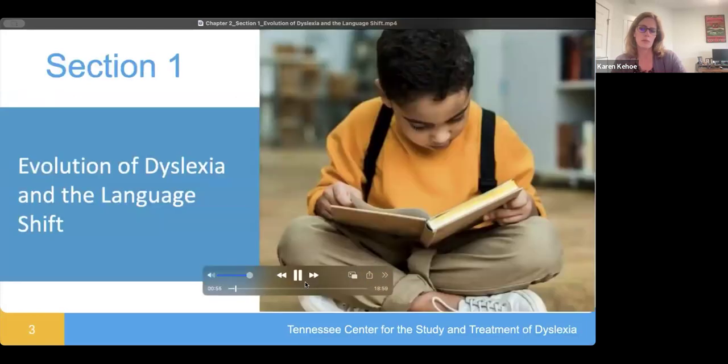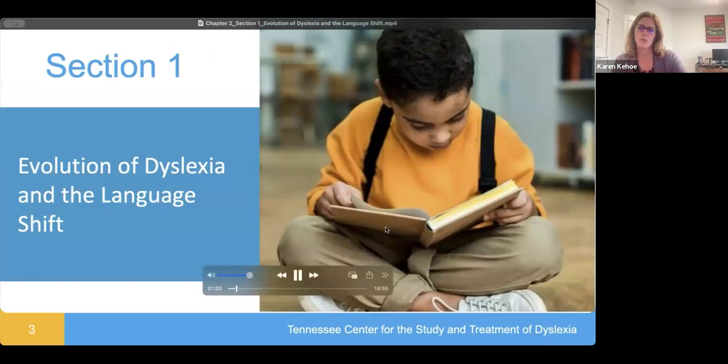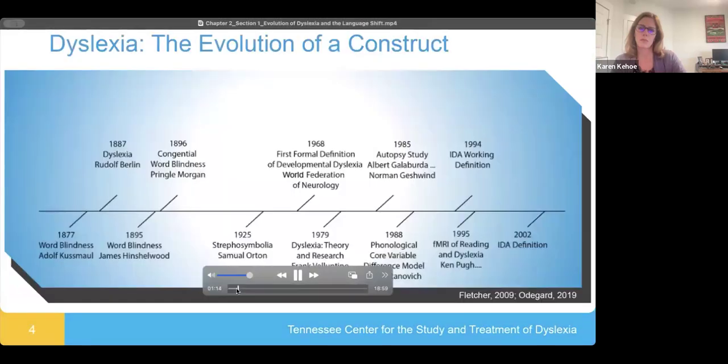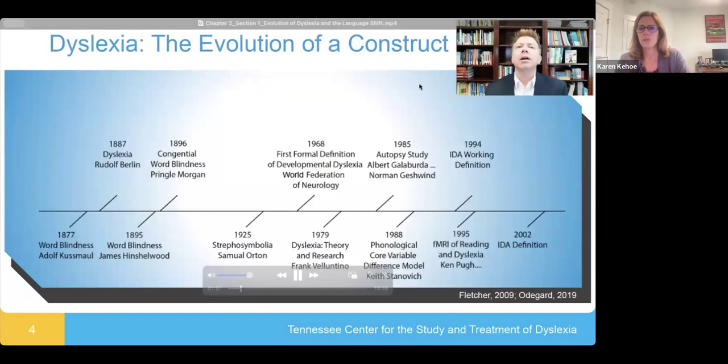For section 1, we're going to talk about the evolution of dyslexia as it's been studied and researched for approximately 150 years. And I'm going to highlight in this first section a shift that happened from thinking of dyslexia as this vision-based problem to one that we now ground in language and language development. When I talk about the evolution of dyslexia as a construct, it's important to know that it has its basis in studies that looked at individuals, adults who acquired a problem with reading after.